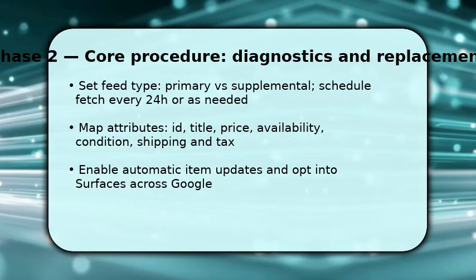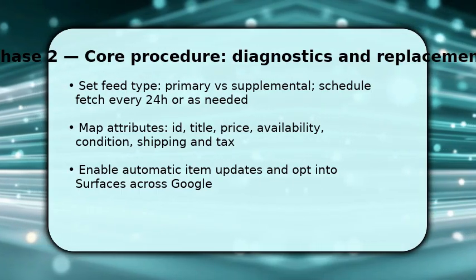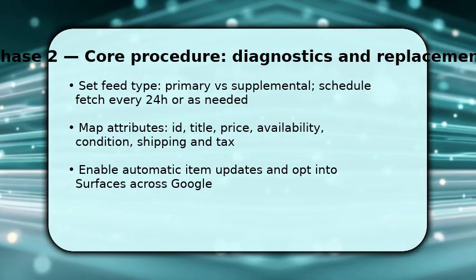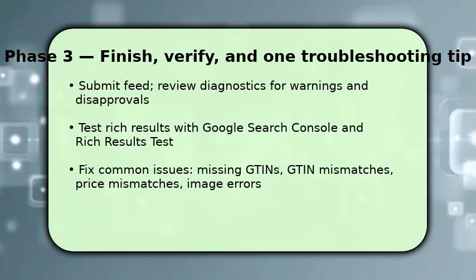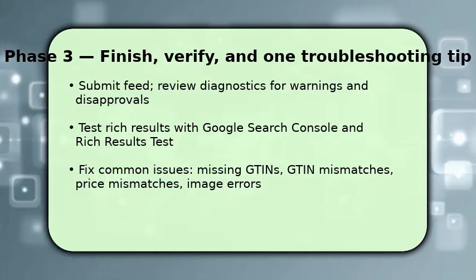Once mapping is set, enable automatic item updates and opt into surfaces across Google, so your catalog. You finish by submitting the feed and monitoring Merchant Center diagnostics for warnings and disapprovals.